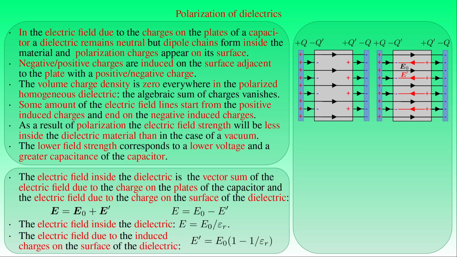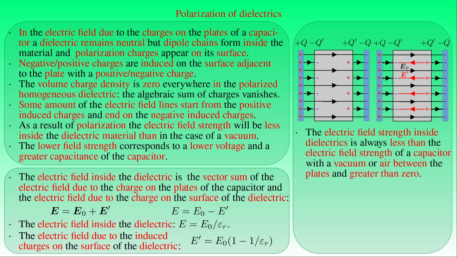electric field strength E prime by the magnitude of the electric field strength E naught, times 1 minus 1 over epsilon r. Because the relative dielectric constant epsilon r is always greater than 1 and it has a finite value, these equations express the fact that the electric field strength inside dielectrics is always less than the electric field strength of a capacitor with a vacuum or air between the plates, and it is always greater than 0.